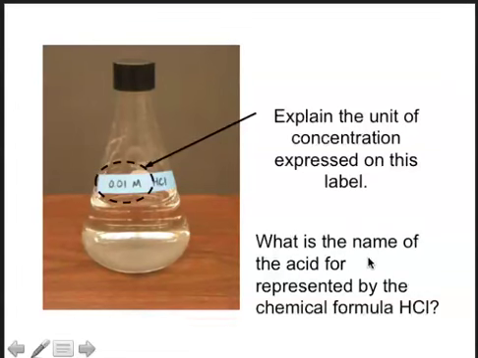What is the name of the acid represented by this formula? And the answer is hydrochloric acid. This is a prominent component of gastric juice, and this is one of the things that helps us digest the macronutrients that come into the stomach from the esophagus.